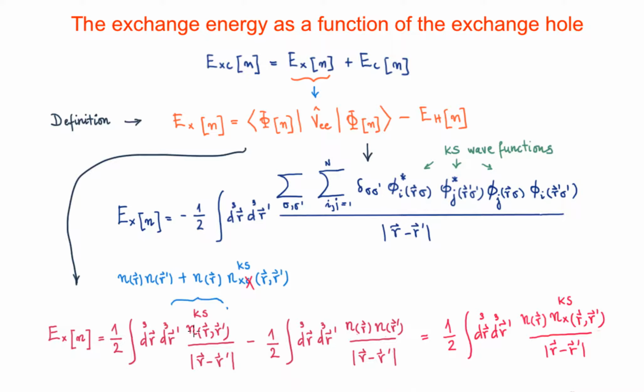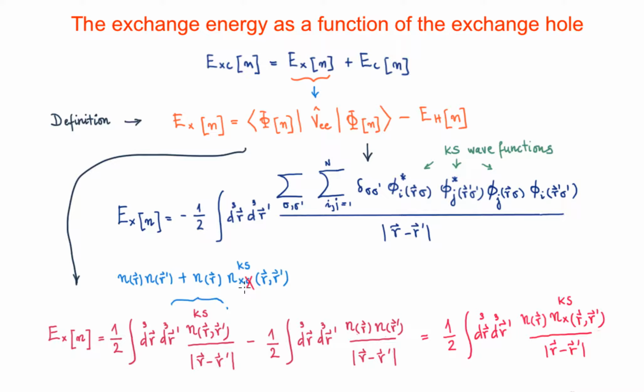We know that the reduced pair density can be split into these two contributions here. In the first one, we just have the product of the two densities evaluated at r and r prime. And in the second one, we have the product of the density times the reduced exchange hole within the Kohn-Sham approximation. Just considering that decomposition of the reduced pair density, we can see that the first contribution is cancelled with the Hartree energy. So the only remaining one is this one, which is related with the reduced exchange and correlation hole.